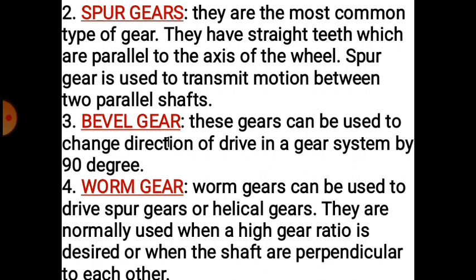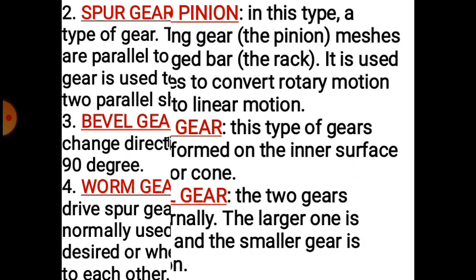We have the bevel gear, which is used to change the direction of drive in a gear system by 90 degrees. We also have the worm gear, which is used to drive the spur or helical gear. They are normally used when a high gear ratio is desired or when the shafts are perpendicular to each other.